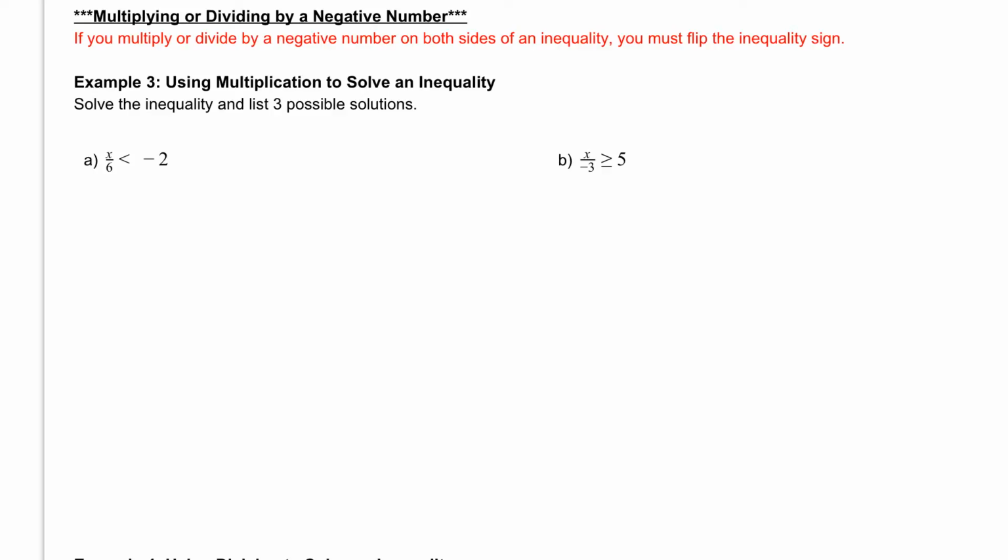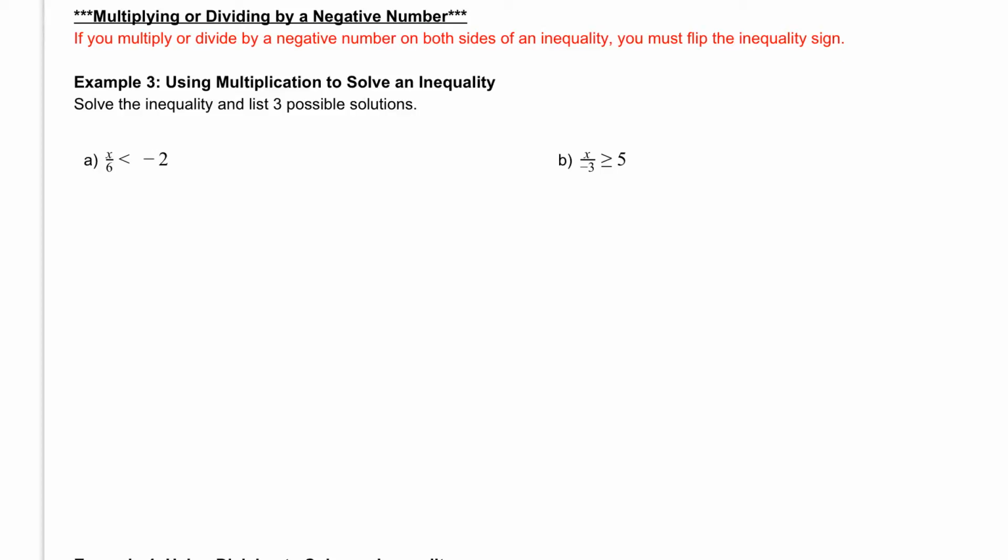In example 3, we're going to move on from adding and subtracting, and we are going to look at multiplying and dividing. And one thing you have to know with inequalities is the rule about multiplying or dividing by a negative number. This is very important. If you multiply or divide by a negative number on both sides of an inequality, you must flip that inequality sign. So we're going to see situations where you will flip it and situations where you won't. Remember, it's only if you multiply and divide both sides by a negative number.